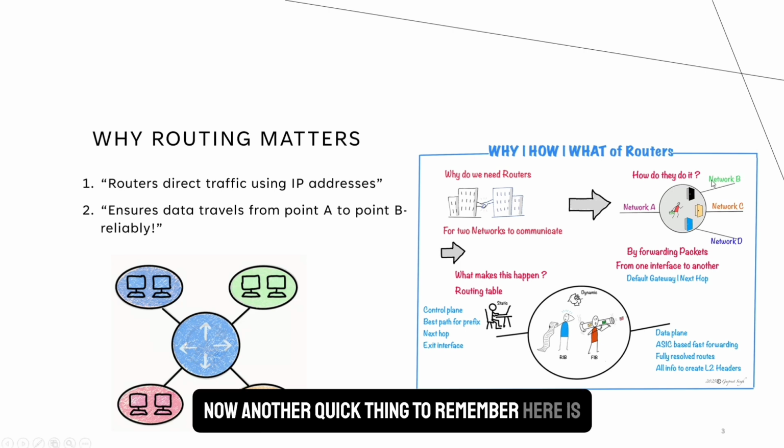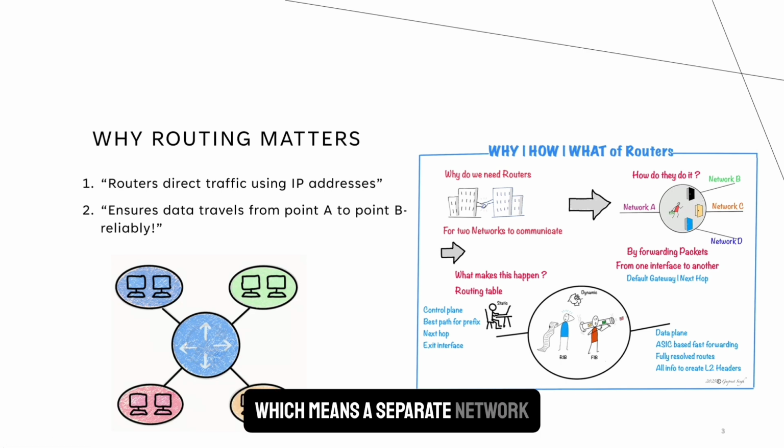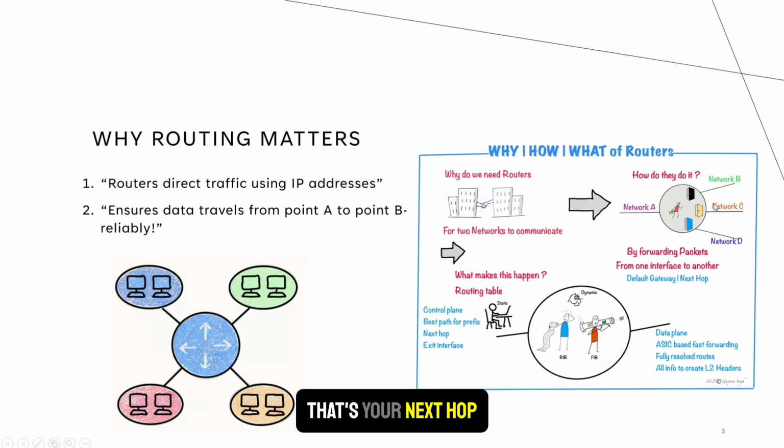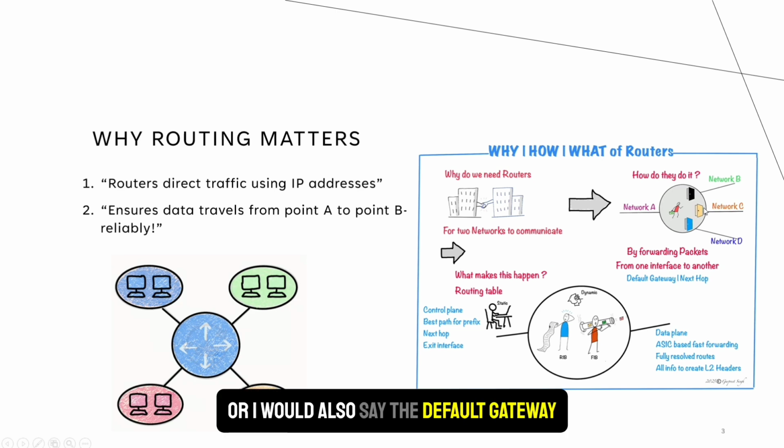Now, another quick thing to remember here is when you have a router, each interface represents a layer 3, which means a separate network. When I come into a router from one interface, which network am I trying to go to? That's your next hop, or I would also say the default gateway. So next hop means if I'm trying to go to network B, then the next hop should be this door right here. Depending on C and D, I pick up this.